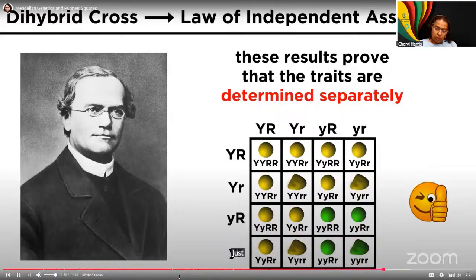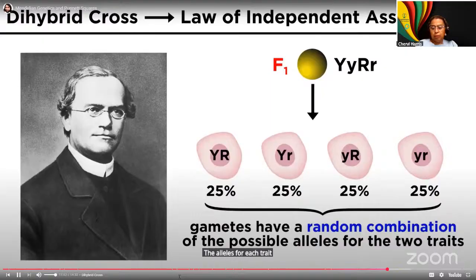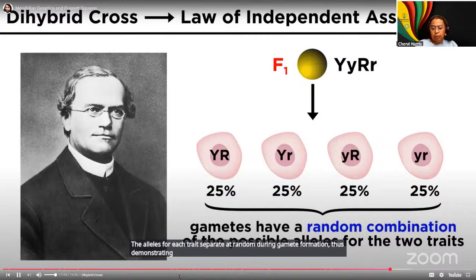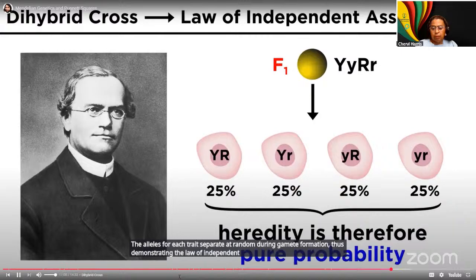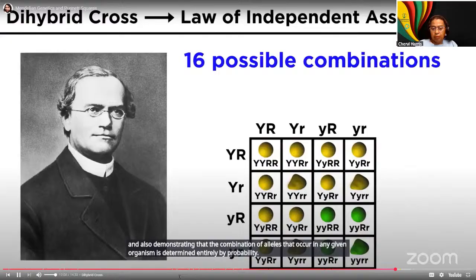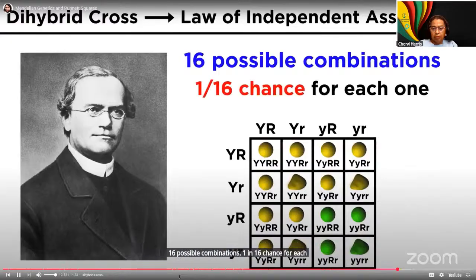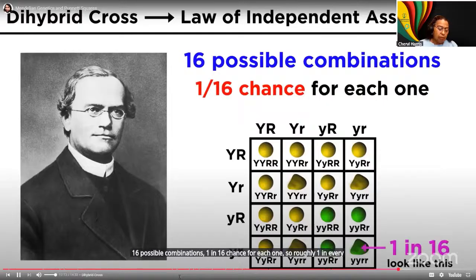Just because the F1 generation was heterozygous, it doesn't mean that the F2 will be. The alleles for each trait separate at random during gamete formation, thus demonstrating the law of independent assortment, and also demonstrating that the combination of alleles that occur in any given organism is determined entirely by probability. 16 possible combinations, 1 in 16 chance for each one, so roughly 1 in every 16 plants will exhibit a particular genotype.